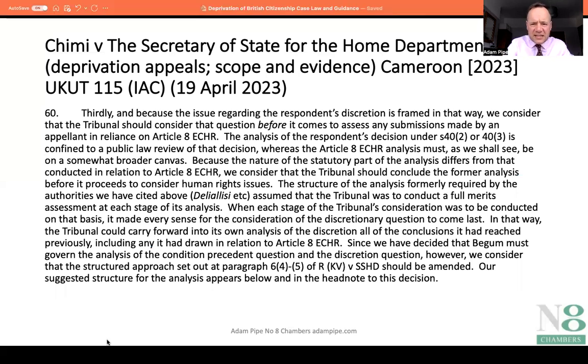At paragraph 60, they clarify the order which should be taken. And they clarify that their approach is condition precedent first, then questions of discretion, before we come to the wider, the broader canvas, as they say, consideration of Article 8.